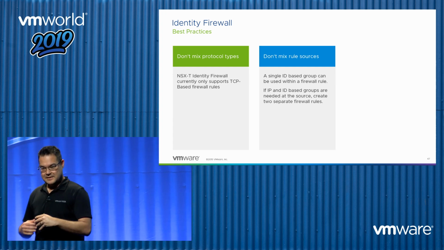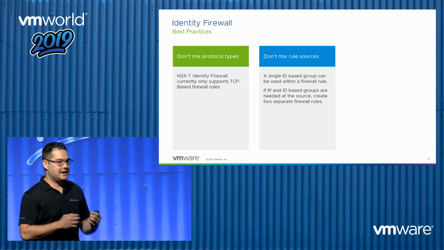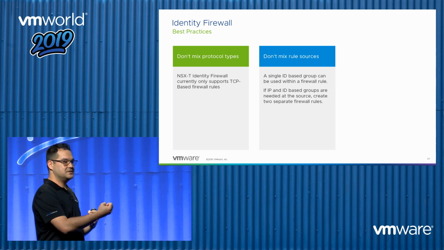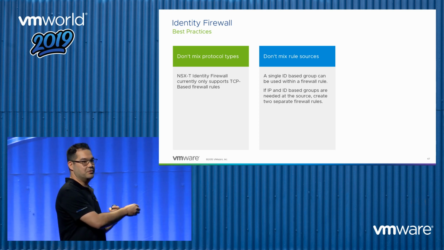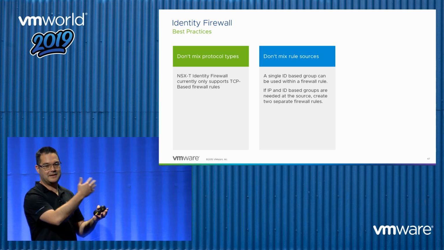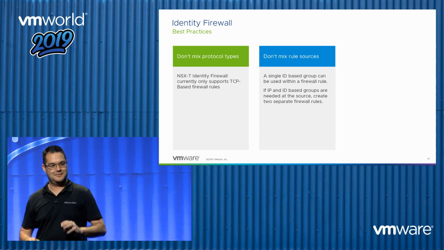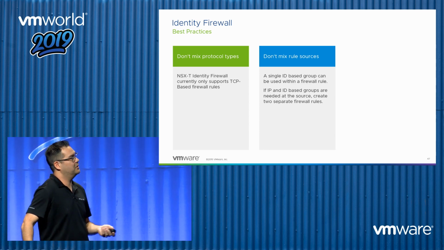Don't go mixing different sources in an actual rule. So if you're using an identity firewall rule, you only want to use a group that is an identity-based group in the source of the rule. You don't want to add another group that is just static VMs in there, because weird stuff's going to happen, and it won't actually work the way you think it will work.